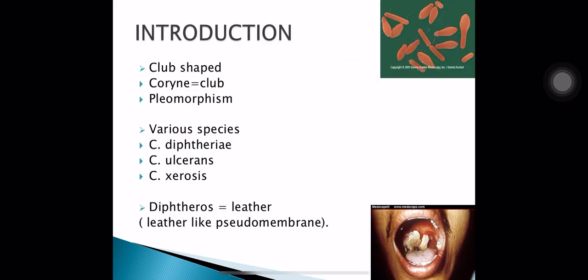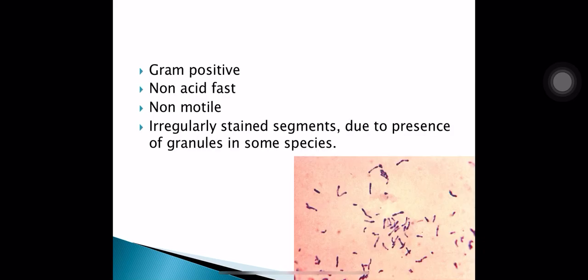Corynebacteria, coryne means club, and these are club-shaped bacteria, so they have been given the name Corynebacteria. A lot of pleomorphism is seen. There are various species: Corynebacterium diphtheriae, Corynebacterium ulcerans, Corynebacterium xerosis, etc. And diphtheros means leather, and there is a leather-like pseudomembrane formed in the disease, and because of that the disease has been given the name diphtheria.